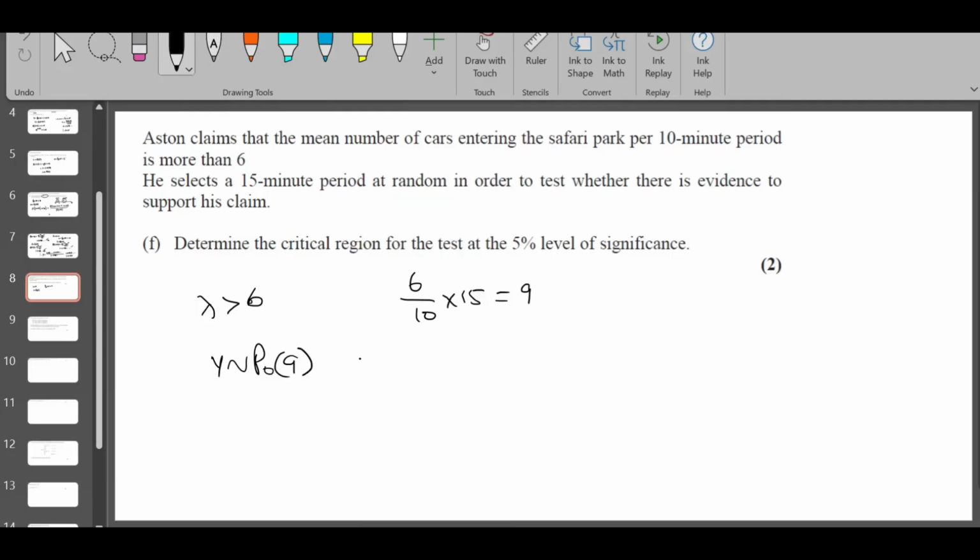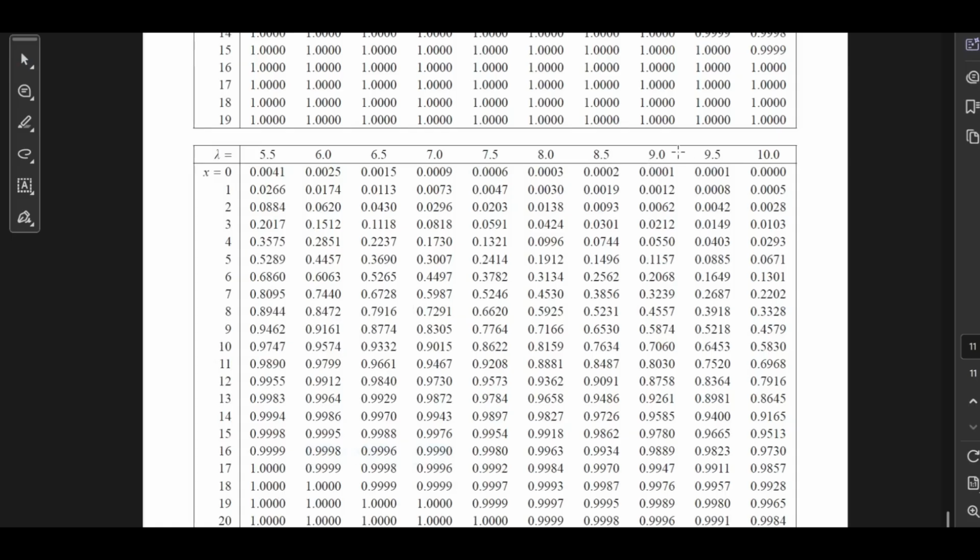He selects a 15-minute period in order to test whether there is evidence to support his claim. Find the critical region. So we need to find all the values that satisfy the probability of Y being greater than or equal to a value being less than the significance level. I'm going to take the table values, all the table values that satisfy this condition, for lambda equal to 9.